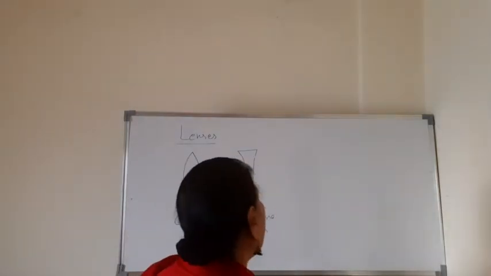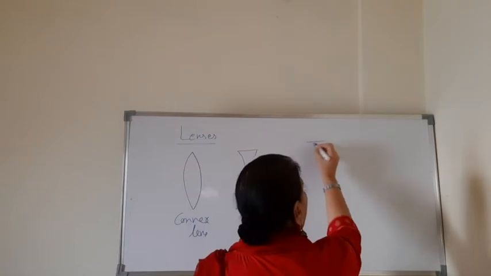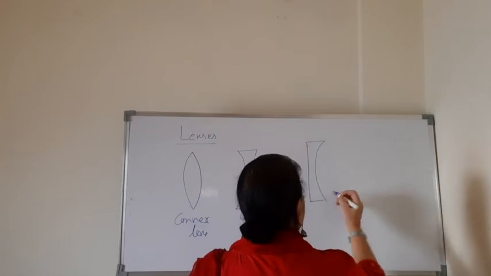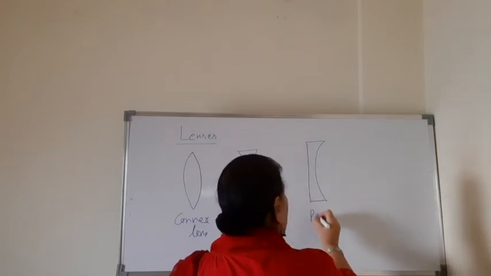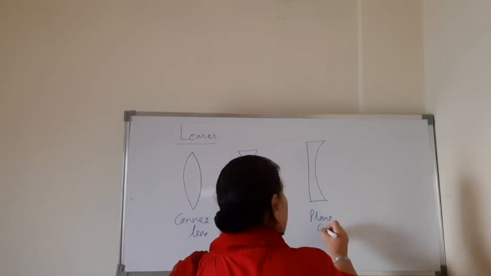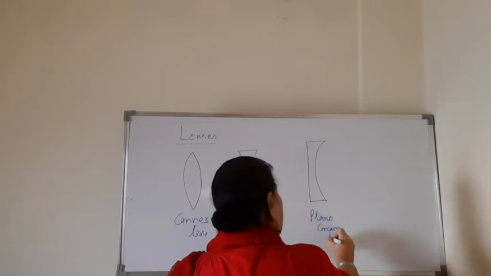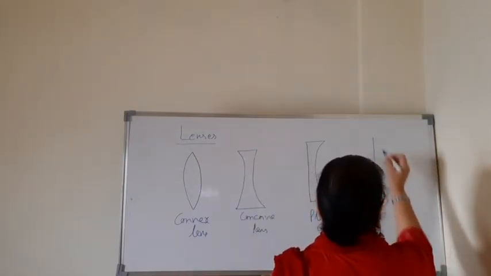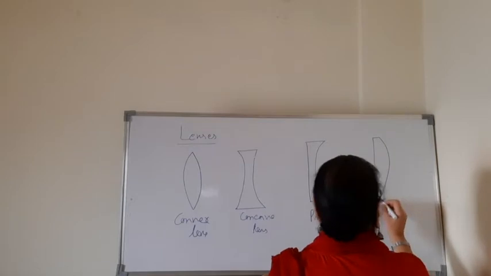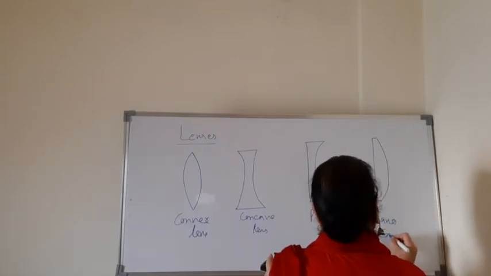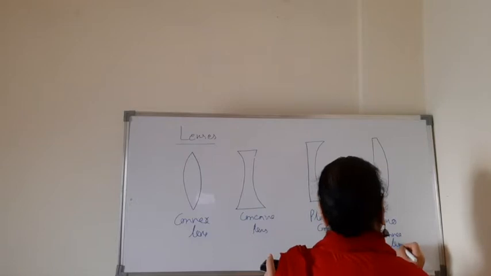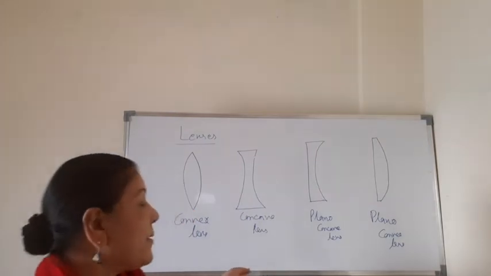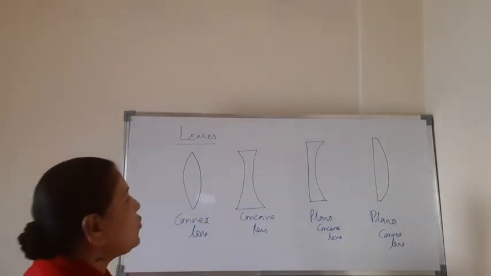Then we have plano concave lens. So one side is plane and the other side is concave. So this is plano concave lens. Then we have, if one side is plane, the other side is bulging out, plano convex lens. One side is plane, the other side is convex. So these are different types of lenses and we use them for different purposes.